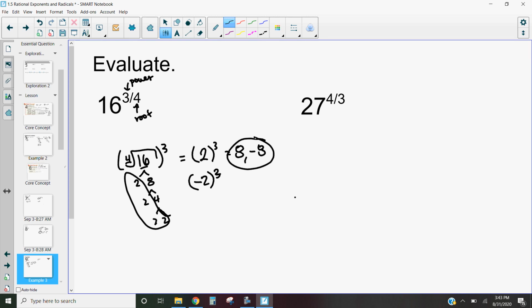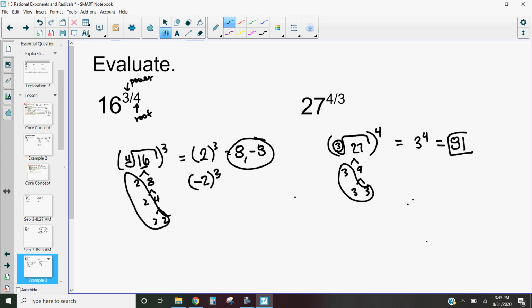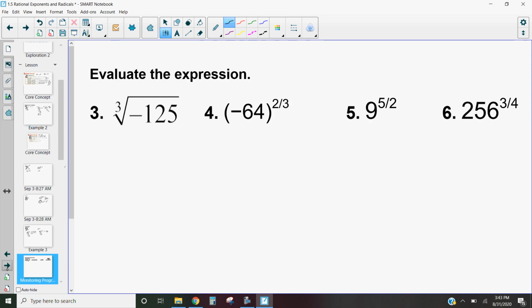We can set this one up the same way: the cubed root of 27 to the power of 4. Well, I know the cubed root of 27 breaks down into being 3. Now we learned before that because this 3 is odd, there's only one solution here, and that's going to be 3. So 3 to the 4th equals 81, and that's our only solution there. So that's how we would do it if we were evaluating those to the power.